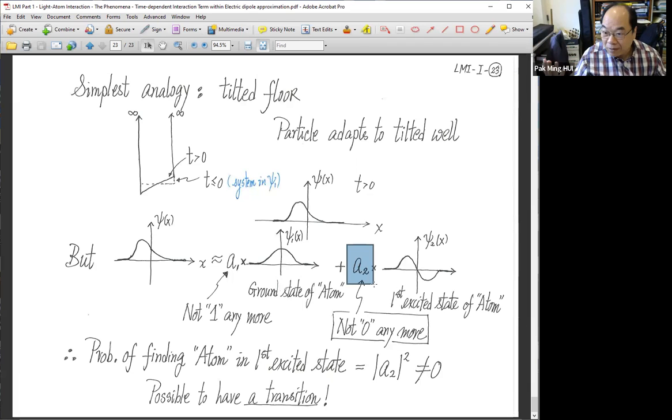Okay? Now you have all this big picture. We are ready to go into the mathematics. So let's take a break, and then we will try to derive from Schrödinger quantum mechanics how to get at this A2 or other states, not only the first excited state, this A2 at a time t after the perturbation starts to come in to interact with the atom.